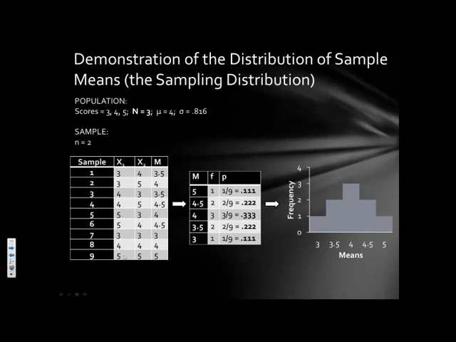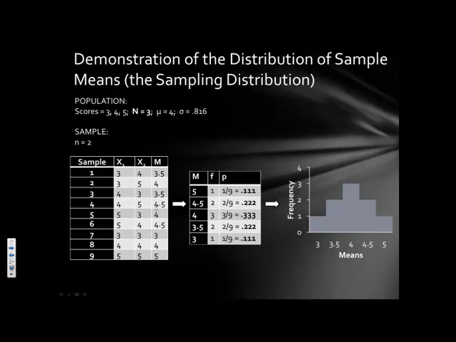Again, I'm never going to have you create a table like this on your own. This is just a demonstration. So here are all the possible 2-number combinations from 3, 4, and 5, this population. And then here are the means for each one of those. So the mean for the first sample, 3 plus 4 divided by 2 gives you 3.5, and so on and so forth for all of these means.